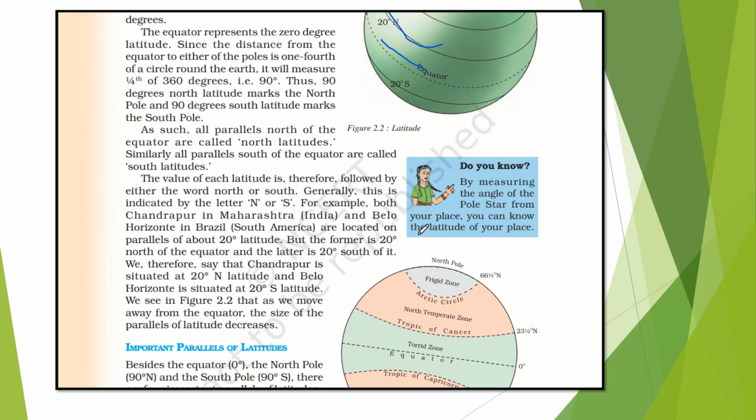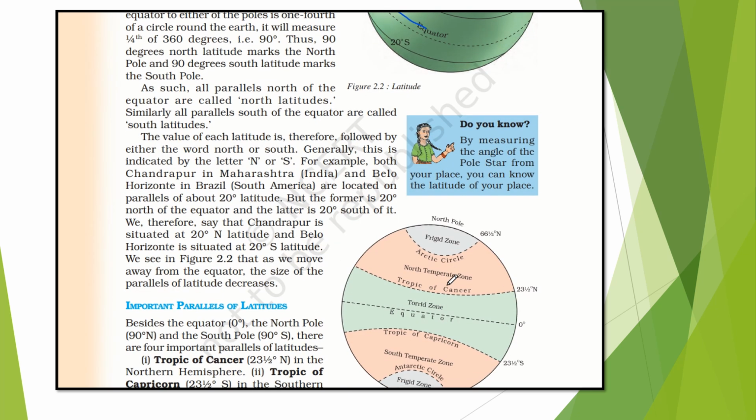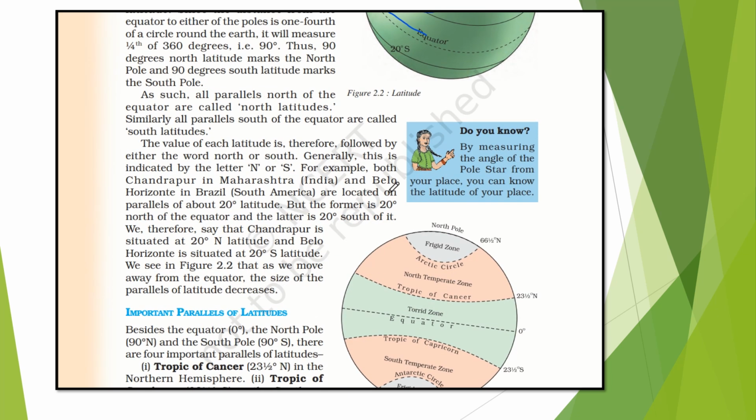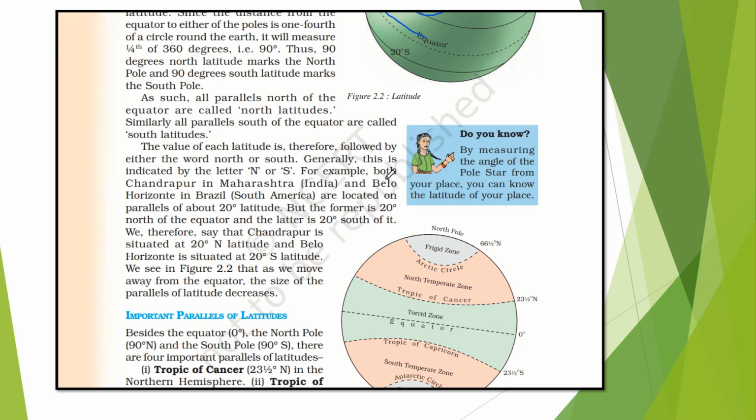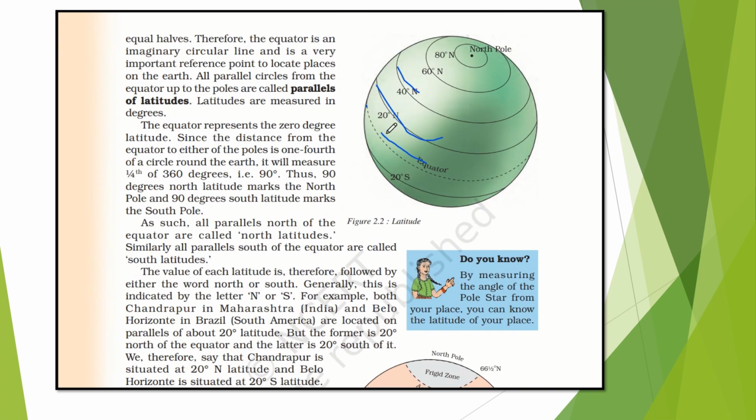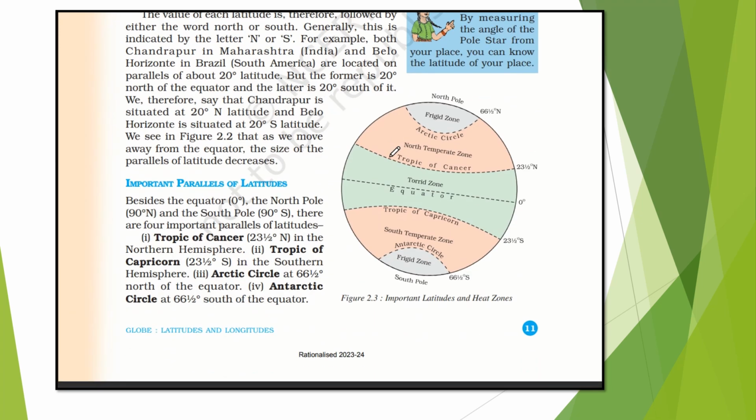So here you can see in picture 2.2, as we move away from the equator, the size of the parallels of latitude decreases. If you go to the north side, the size of the latitude decreases from the equator. Now some important parallels of latitude are there. Just observe this picture first.